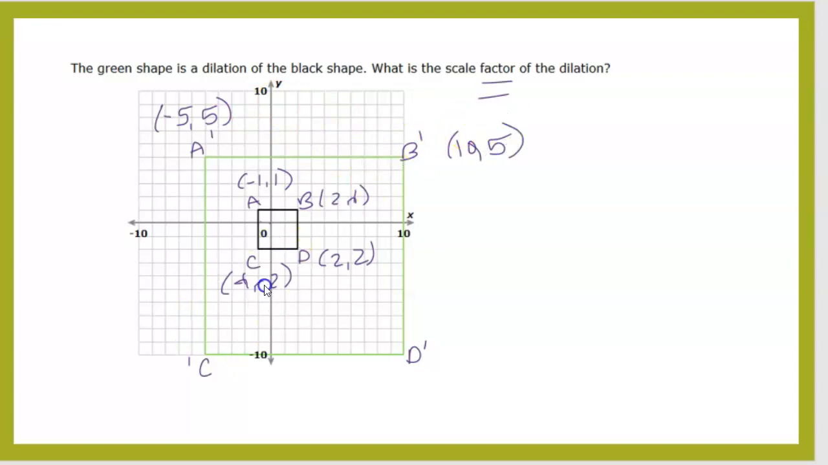We could do the same thing for these. I bet we get 5. Let's see, -5, -10. Yep, look. -1 times 5 is -5. -2 times 5 is -10. So the scale factor is 5. We multiplied each of them by a positive 5.